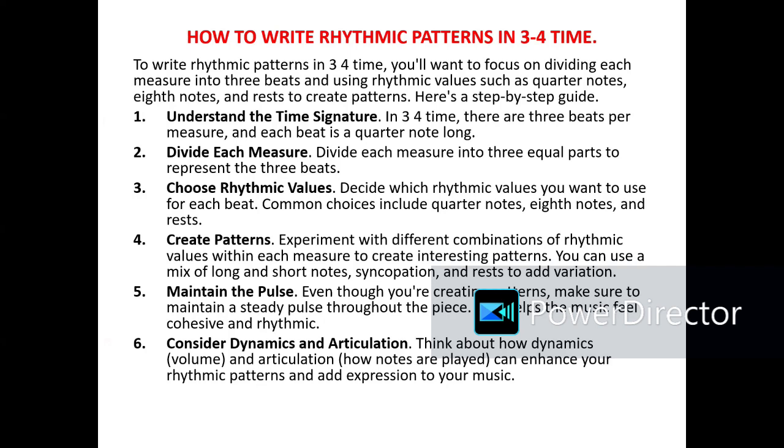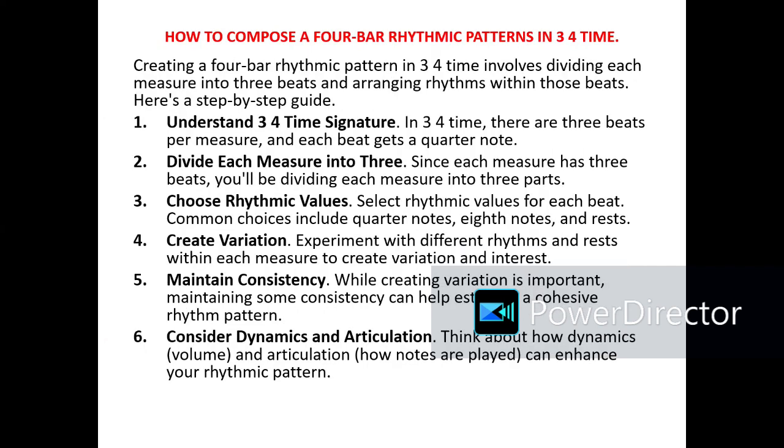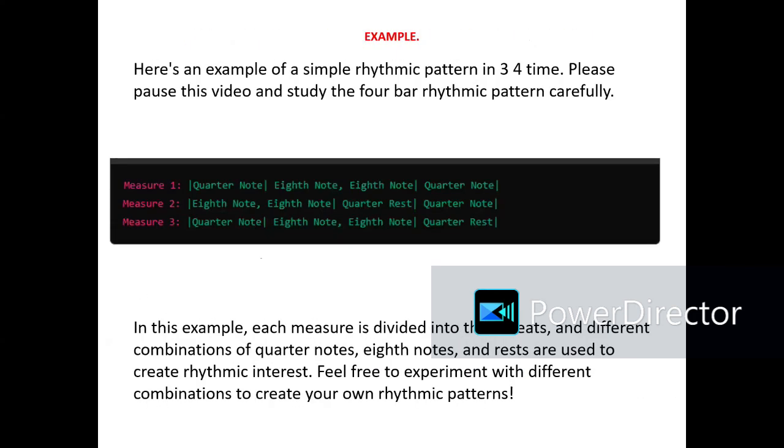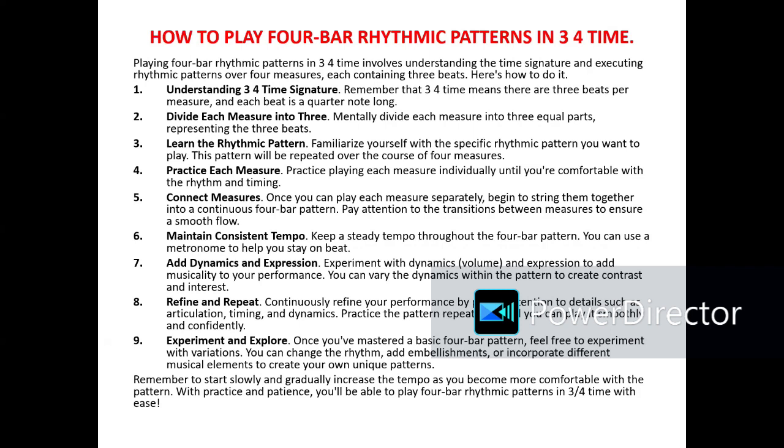6. Consider dynamics and articulation. Think about how dynamics, volume, and articulation, how notes are played, can enhance your rhythmic patterns and add expression to your music. Example: here's an example of a simple rhythmic pattern in 3/4 time. Please pause this video and study the 4-bar rhythmic pattern carefully. In this example, each measure is divided into 3 beats, and different combinations of quarter notes, eighth notes, and rests are used to create rhythmic interest. Feel free to experiment with different combinations to create your own rhythmic patterns.